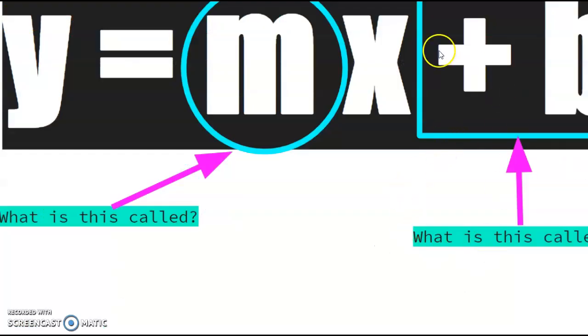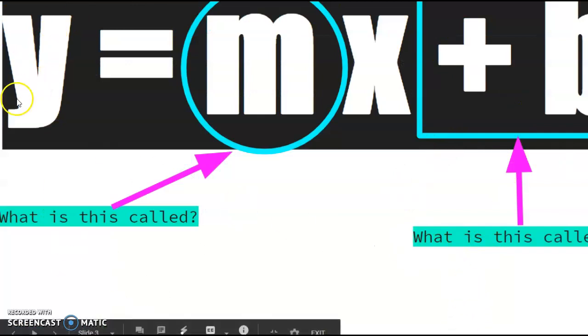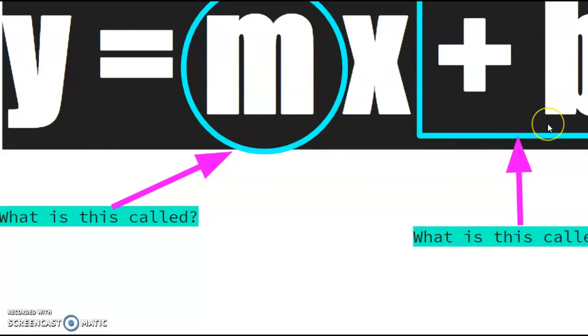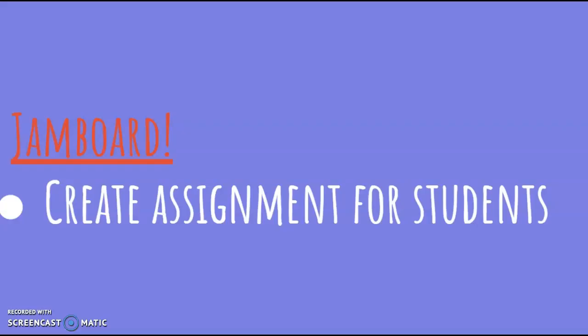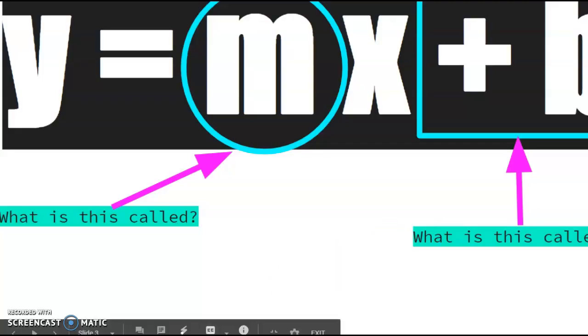Okay? So in class, we talked about this equation, y equals mx plus b. I asked what this one is called right here with this circle. This is our slope. M is slope. And then right here in the box, this is our b. This is our y-intercept. So let's go ahead and get your journals. We're gonna take a few notes.